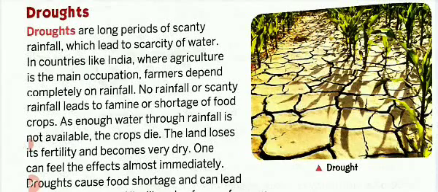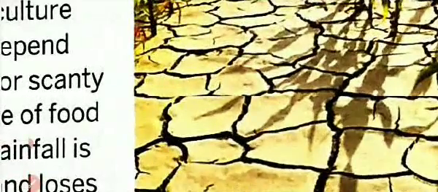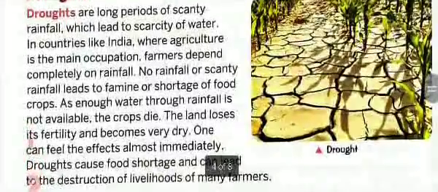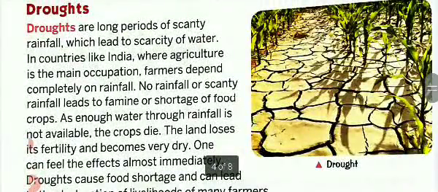Children, if there is no rain at all or very less rain, then the land gets dried up, and after it gets dried up, it looks like this. Okay, so in this we cannot grow crops. Okay, now let us see what are droughts. Droughts.